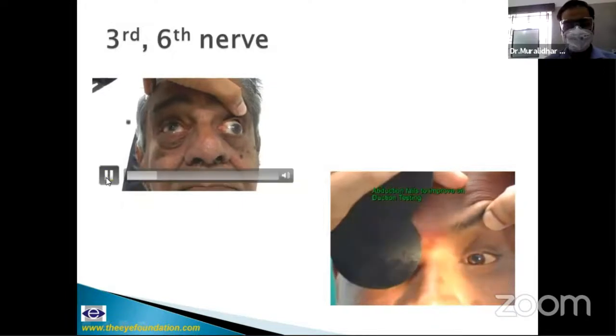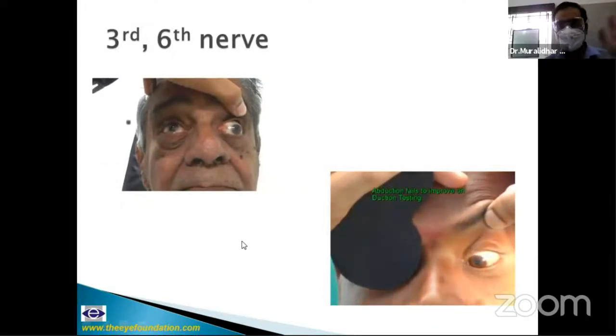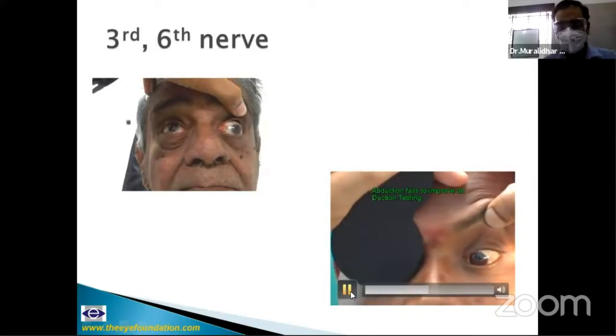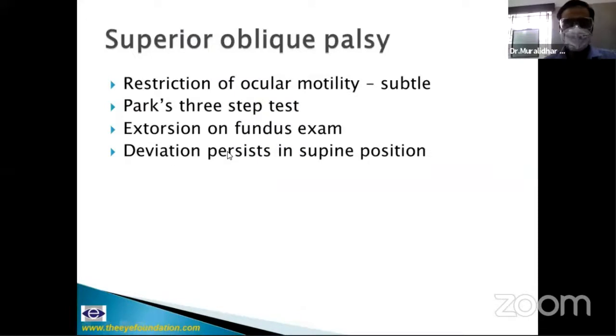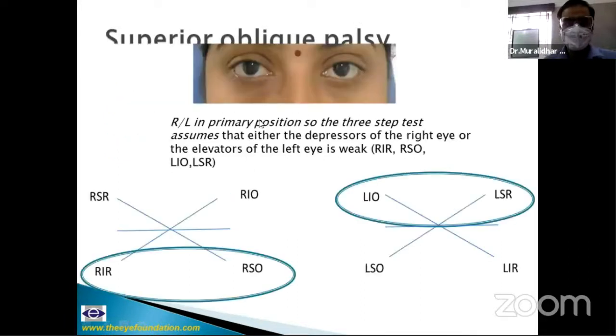Sixth nerve palsy evaluation. So we need to tell them that duction testing is very, very important in sixth nerve palsy. So restriction of ocular motility in superior oblique palsy can be very subtle. So they need to be taught the nuances of the Parks three-step test.